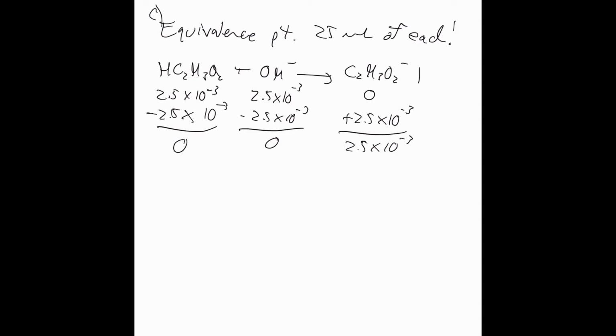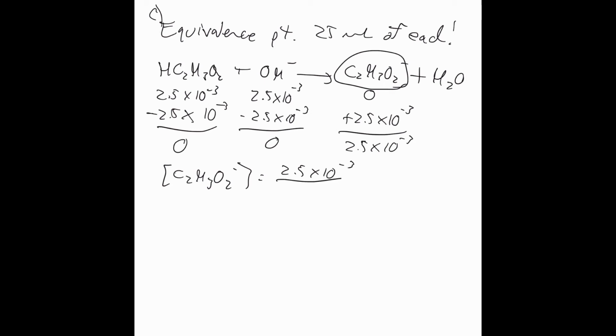Now, we have water, by the way, so we've generated water, but the strongest base or acid left is this. So we need to figure out our concentration of this, which is 2.5 times 10 to the minus 3, divided by 50 milliliters, which is 0.050 molar. So we have 0.05 molar acetate at this point.